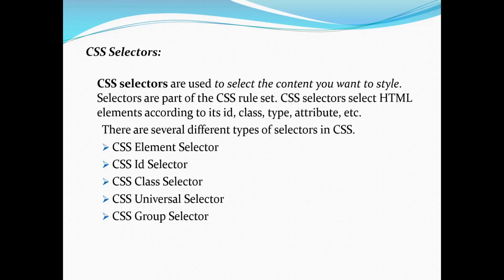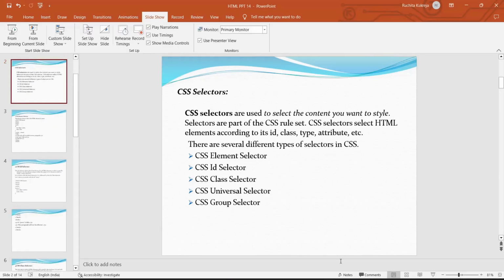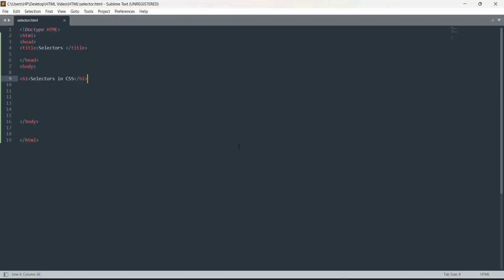I'll just take you to the first page again. We learned about the CSS element selector, ID selector, class, universal, and group. Now we will try to implement this with the help of code. Let's start with the first, the element selector. So I'll just write H1. Let me write H2. It's CSS element selector. So I've written H2. Now I'll write paragraph.